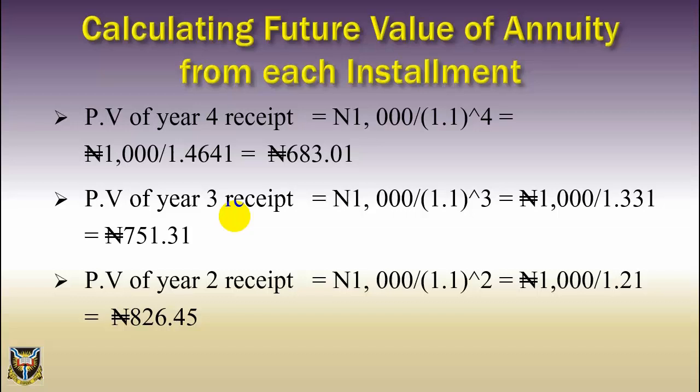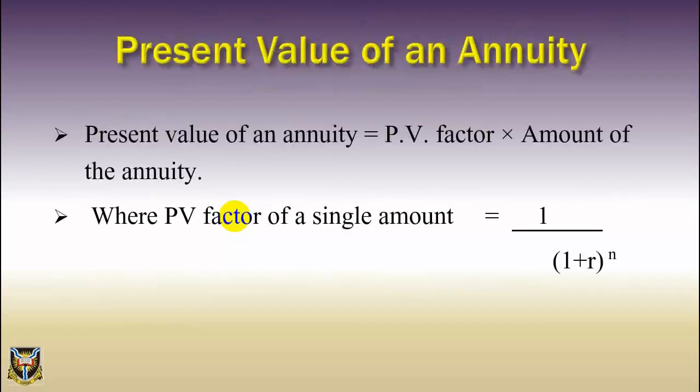Total 3,486 naira 85 kobo. Discount factor 1.1. Year 0. Present value now 3,169 naira 86 kobo. Therefore, the present value is 3,170 naira to the nearest whole number.